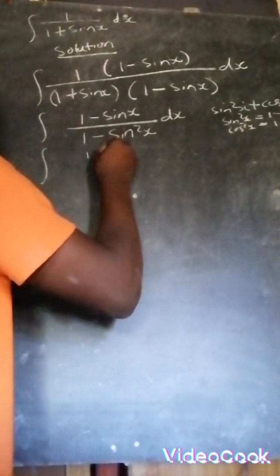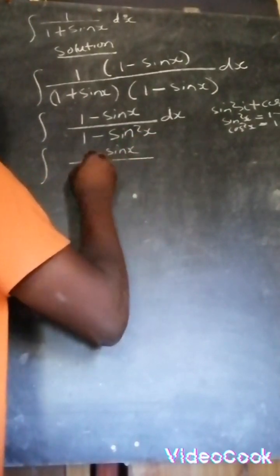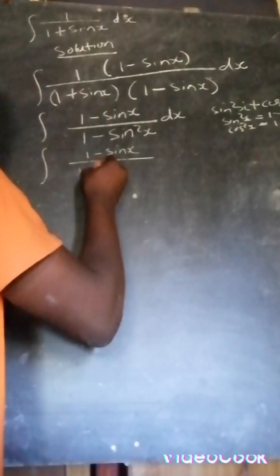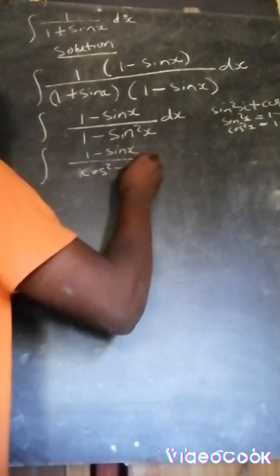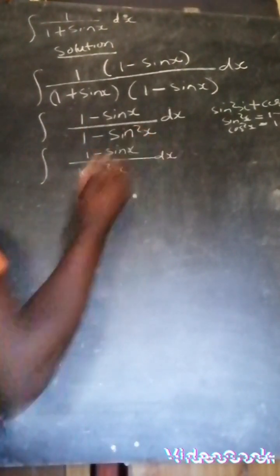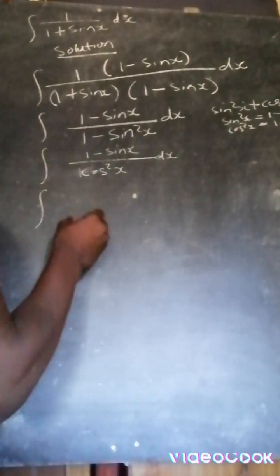So I write 1 minus sine x all over cos squared x dx. Okay, so in case you didn't know, dx means just integrating with respect to x. That's what dx means. Okay, so this will be integral.